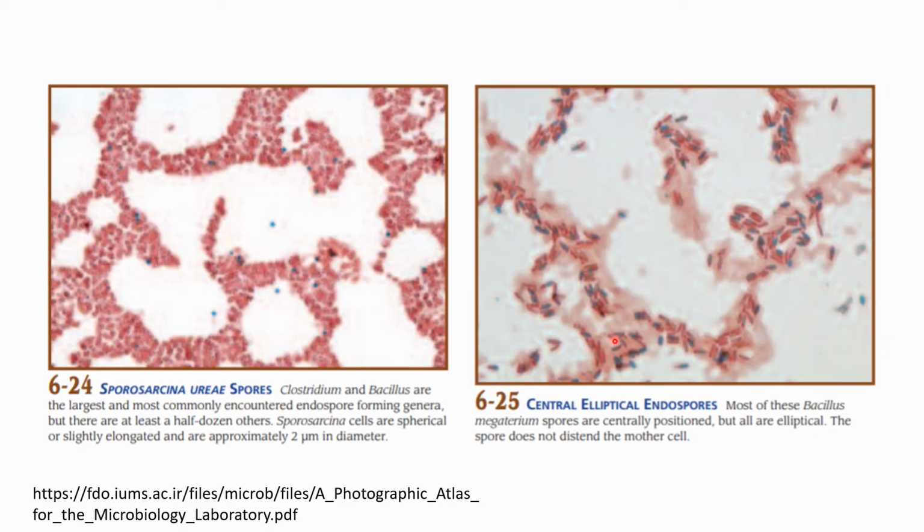And then another thing, we could also differentiate the shape of the spore. So here we have Sporosarcina ureae spore. The shape is actually spherical. Okay. And here we have elliptical spores. This is Bacillus megaterium. Okay, so they have elliptical spores.